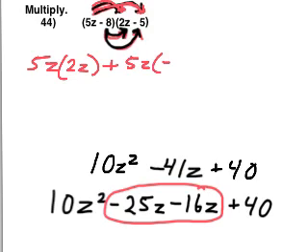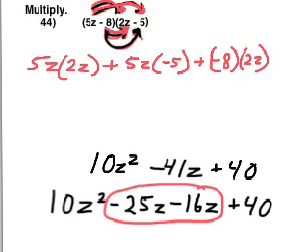5z times a negative 5. Okay, and then we have negative 8 times 2z, so that's plus negative 8 times 2z. And then we have a negative 8 times a negative 5, so plus negative 8 times a negative 5. I can't fit it there, it's going to have to go here. Okay, so we'll work each one of these out.